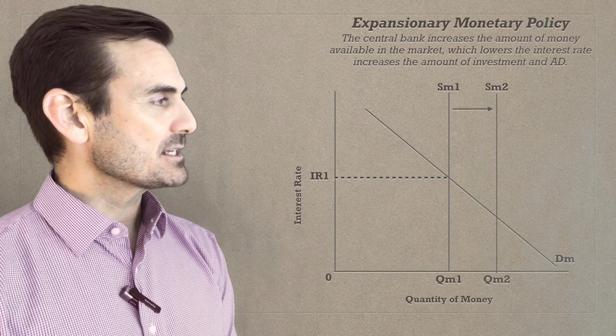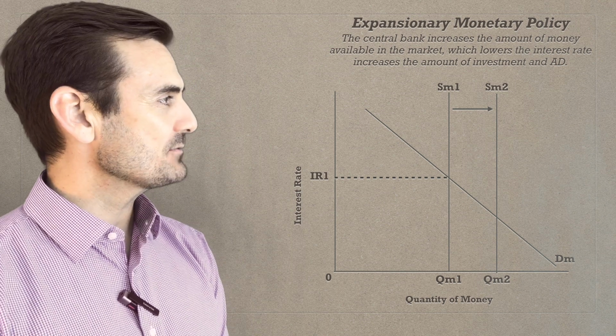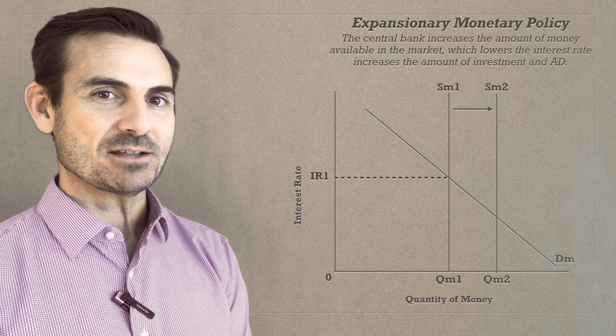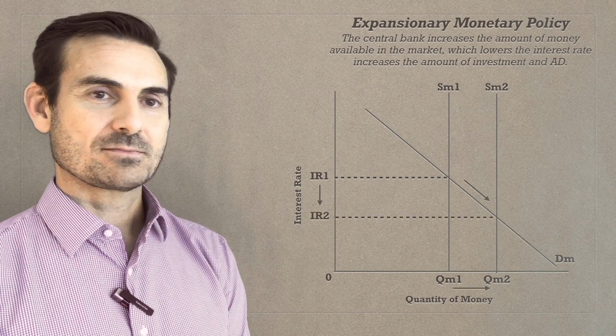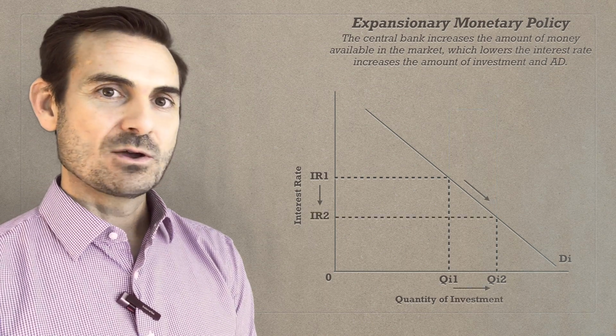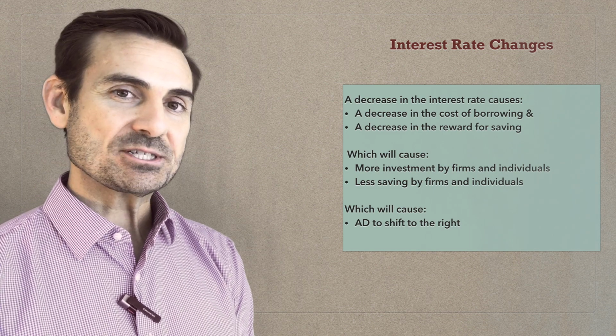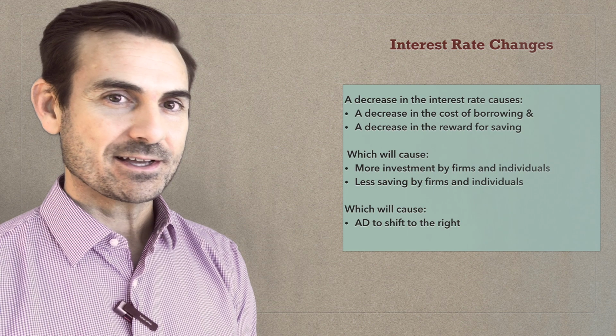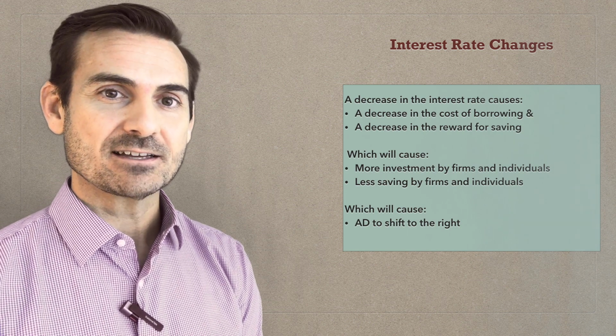If there was an increase in the supply of money in the market, it would shift the supply curve to the right, increase the quantity of money in the market. It would also reduce the interest rate. This leads us to our second diagram. With a lower interest rate, consumers and businesses are encouraged to invest more, as the cost of borrowing has decreased, and the reward for saving has also decreased.